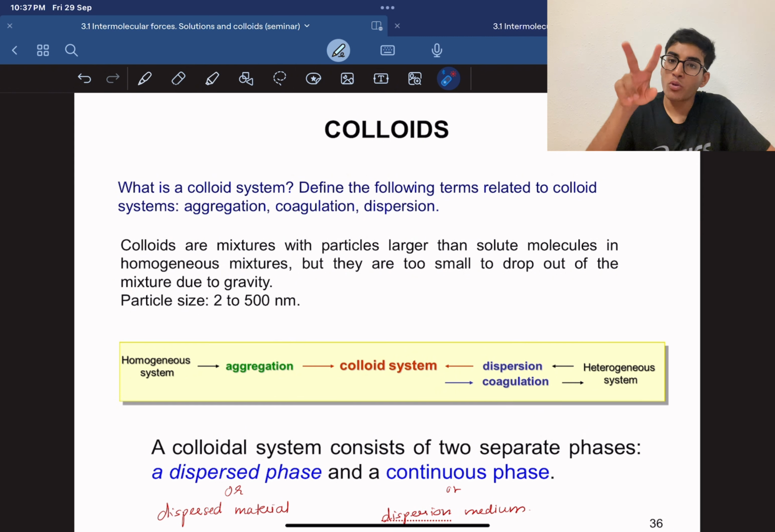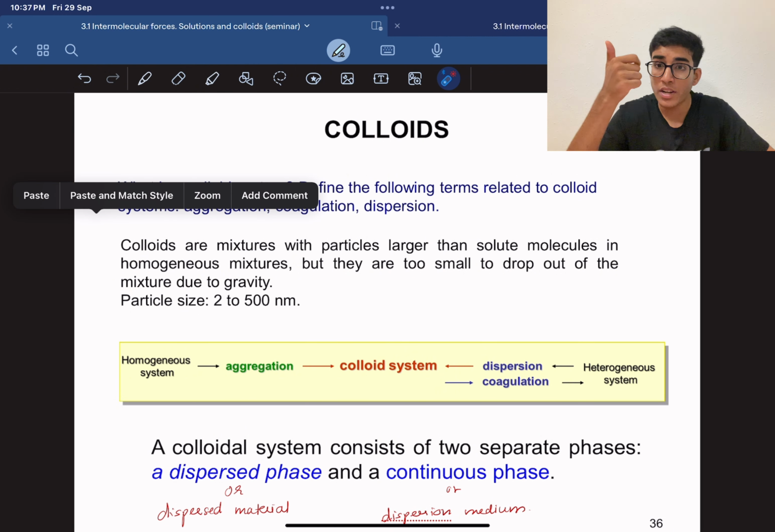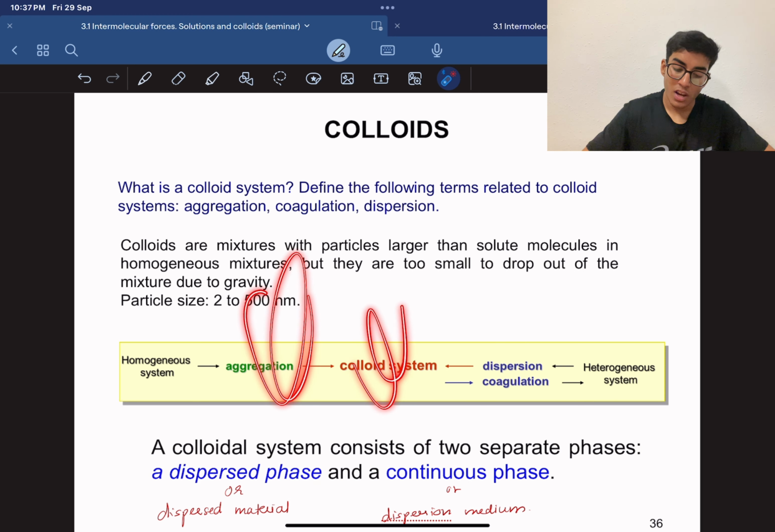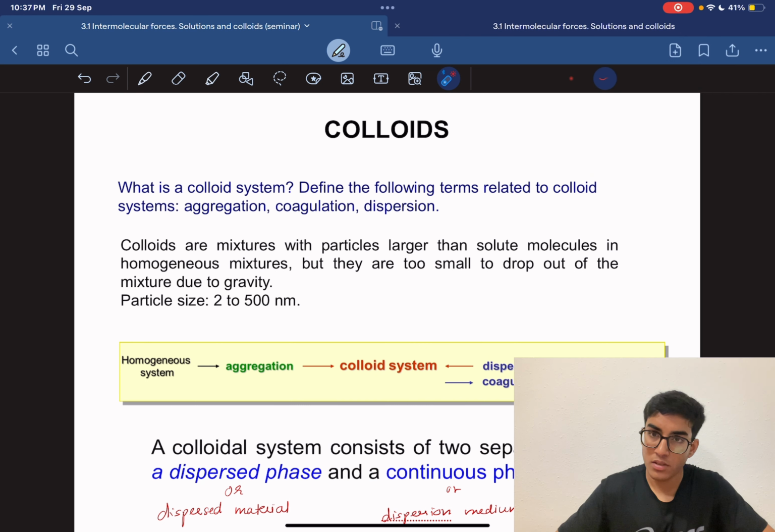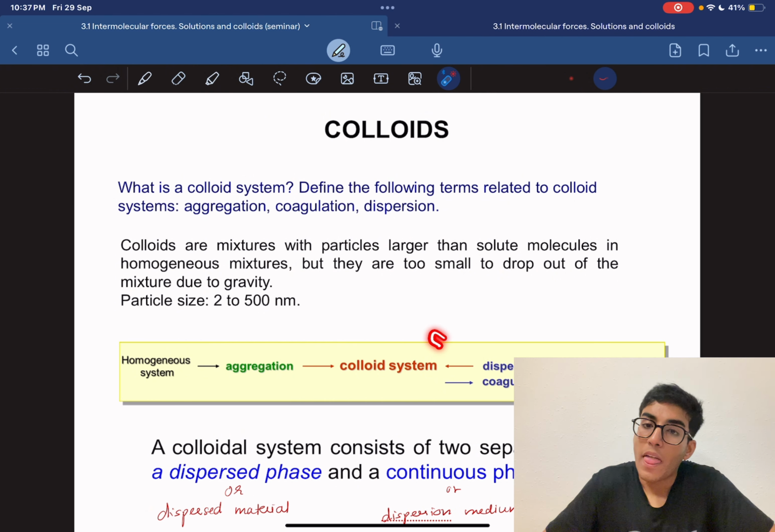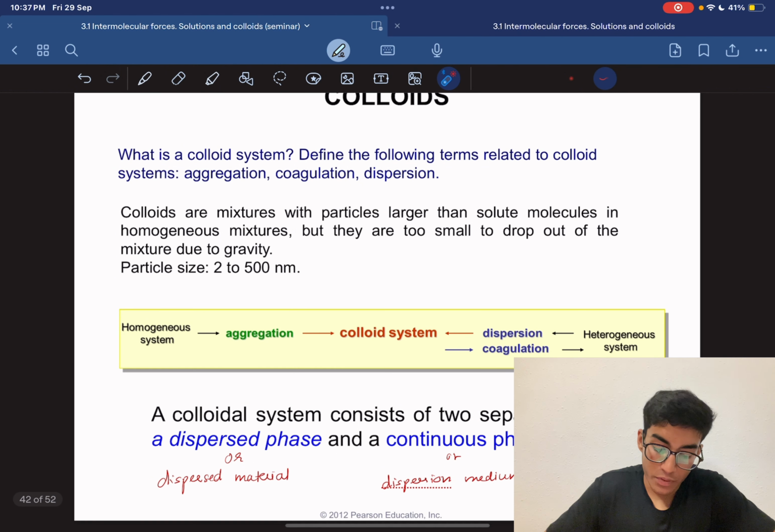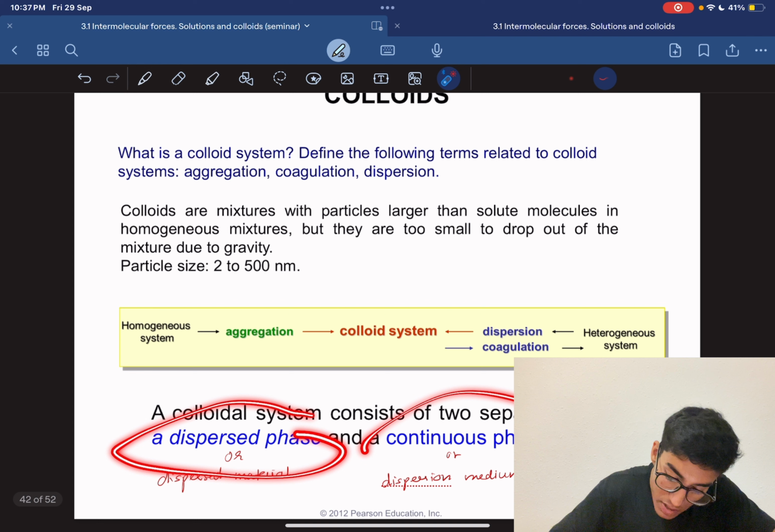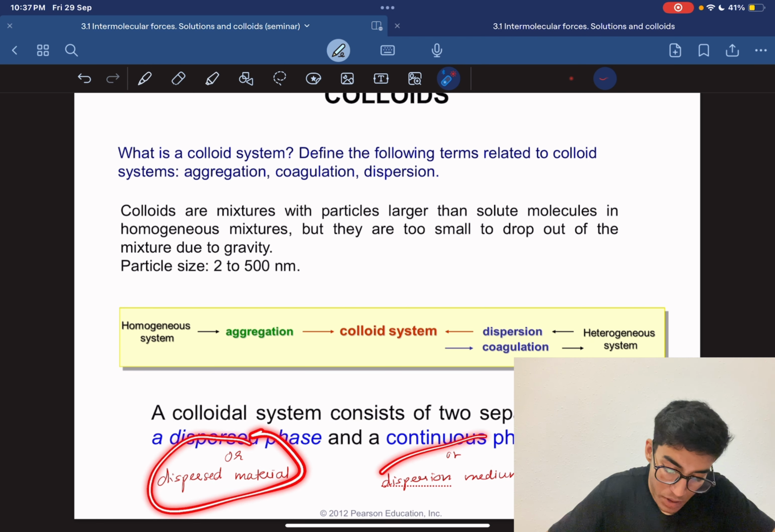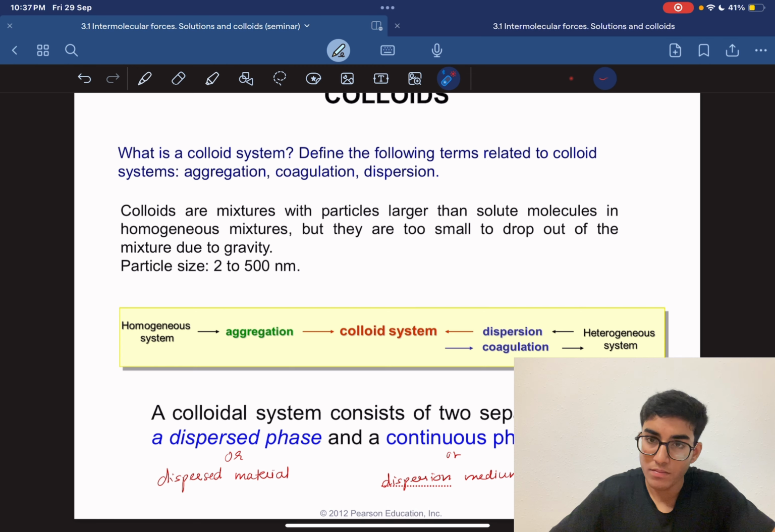A colloid is made of two parts. Like any solution is made of solvent and solute, a colloid has its own terms. It's a whole different breed. What are these terms? I'm just going to keep scribbling, because otherwise the screen will turn off and the video recording will turn off. So, colloids have two parts: the dispersed phase and the continuous phase, or the dispersed material and the dispersion medium.